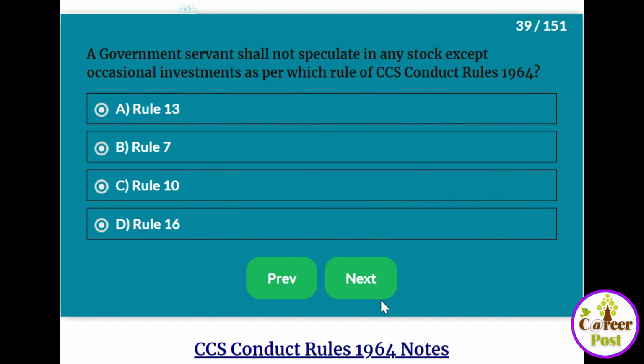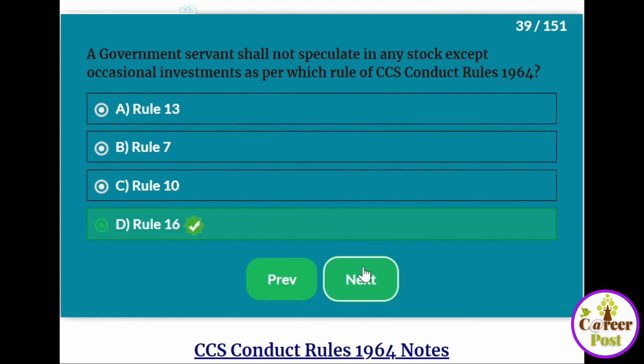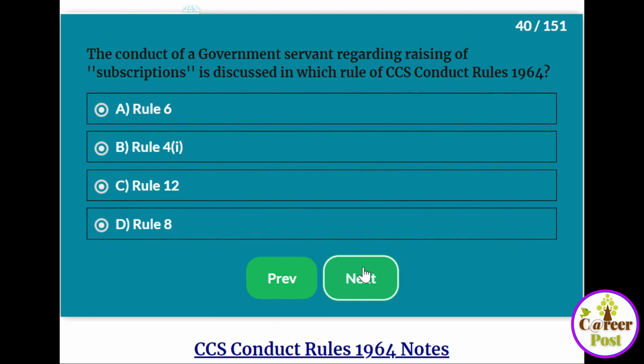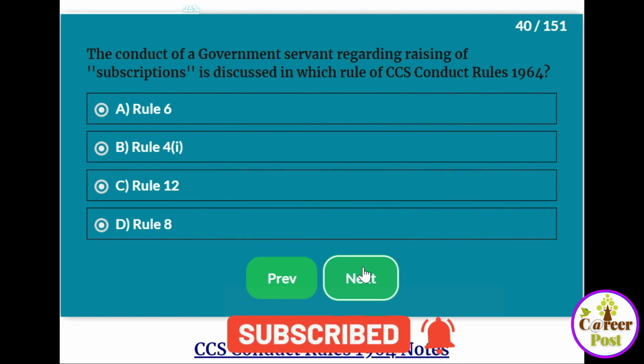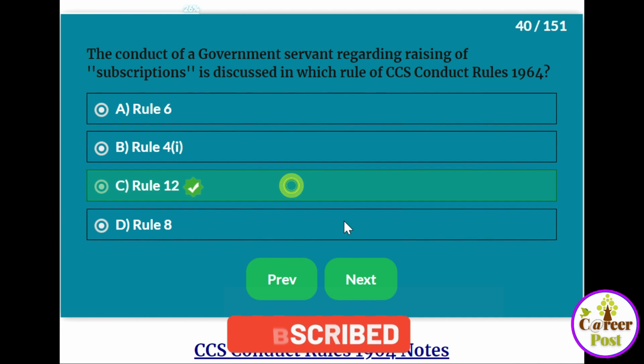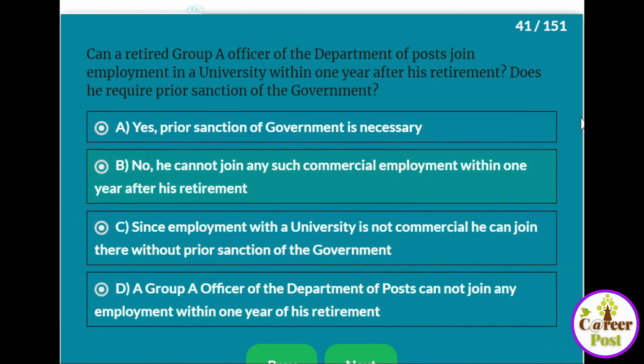It is Rule 16. The conduct of government servant regarding raising of subscriptions is discussed in which rule of CCS Conduct Rules 1964? Is it Rule 6, 41, 12, 8? It is Rule 12. Can a retired Group A officer of a departmental post join employment in a university within 1 year after his retirement? Does he require prior sanction of the government?